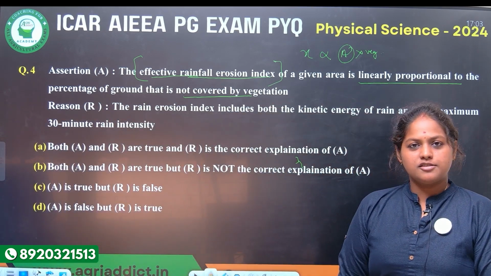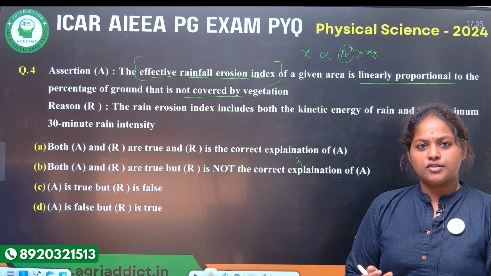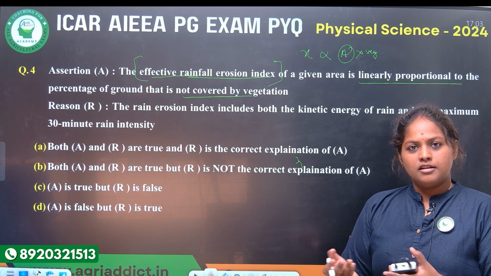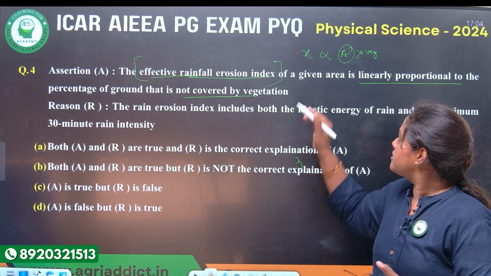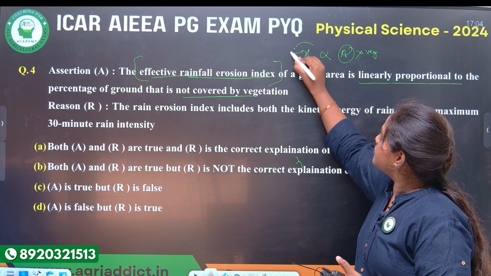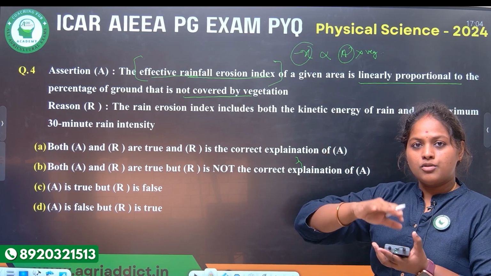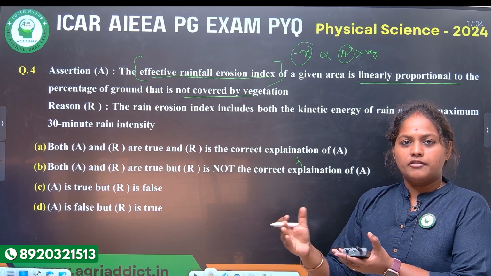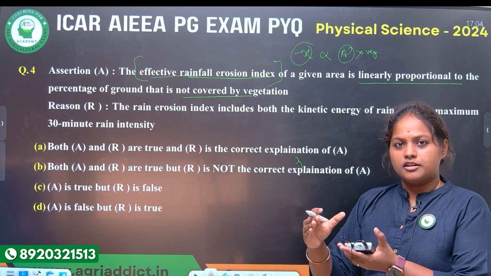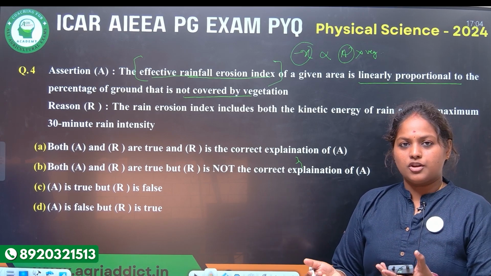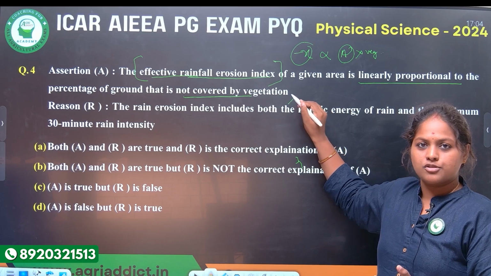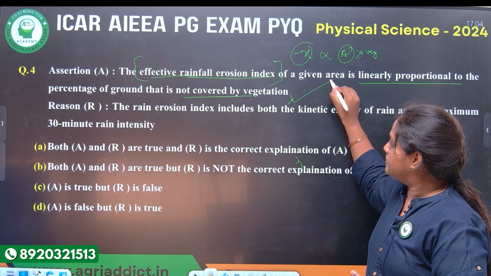Erosion index is not good for soil because when soil is getting eroded, the fertile layer will be lost. So it is some negative index. It is proportional to the ground that is not covered by vegetation. When the ground is not covered by vegetation, it is more susceptible to erosion. It is a common understanding. So this assertion is true.